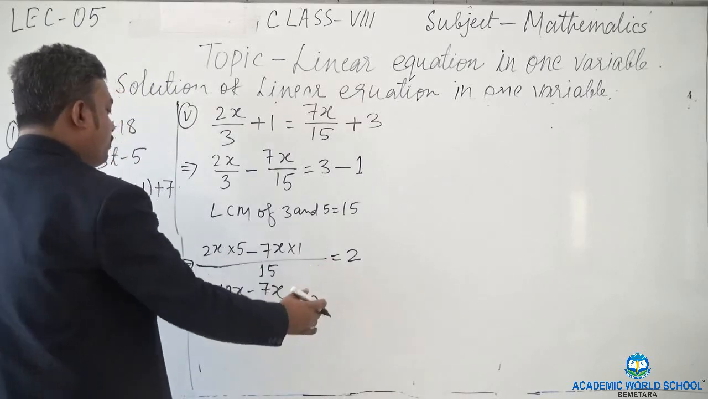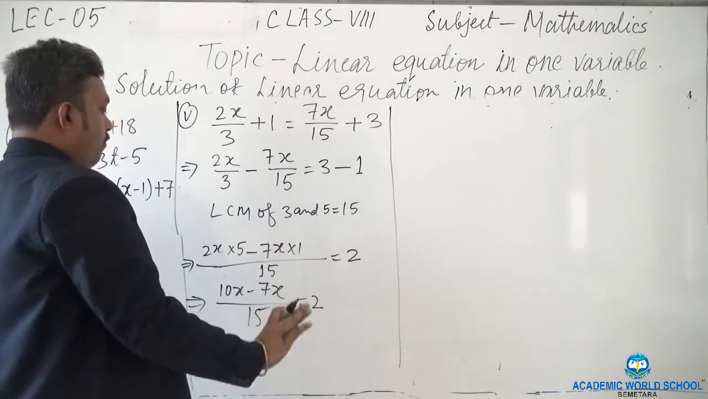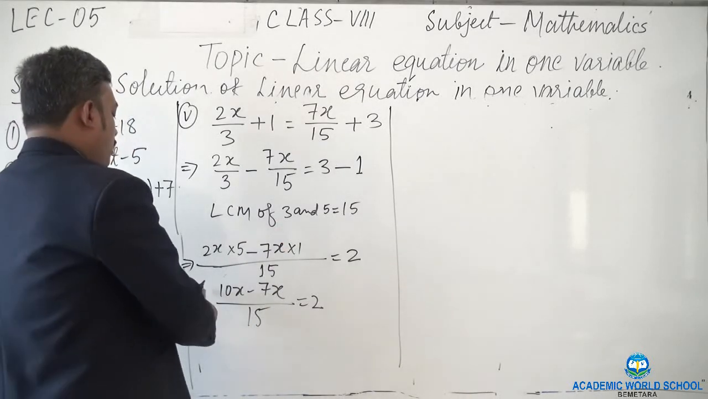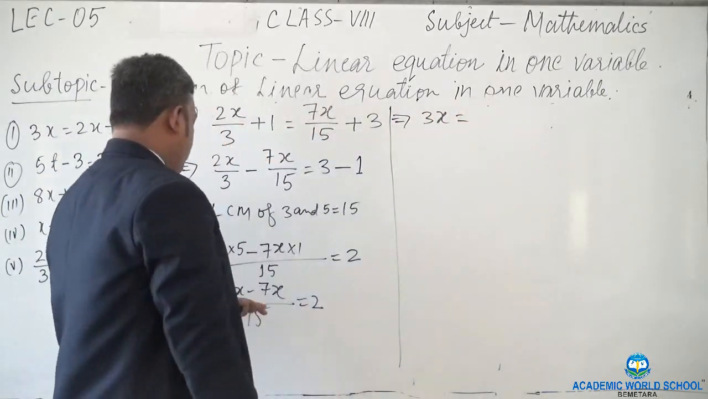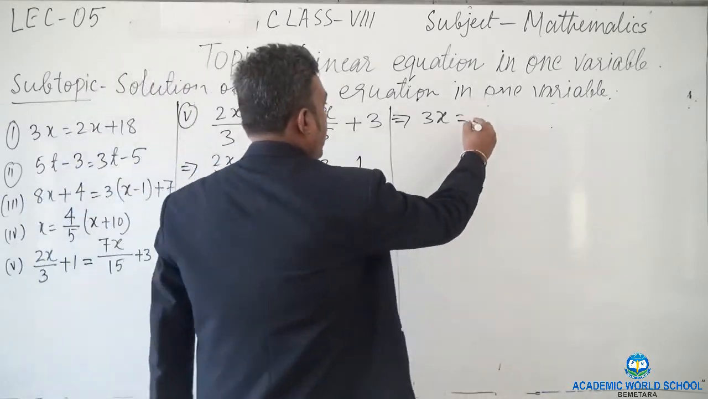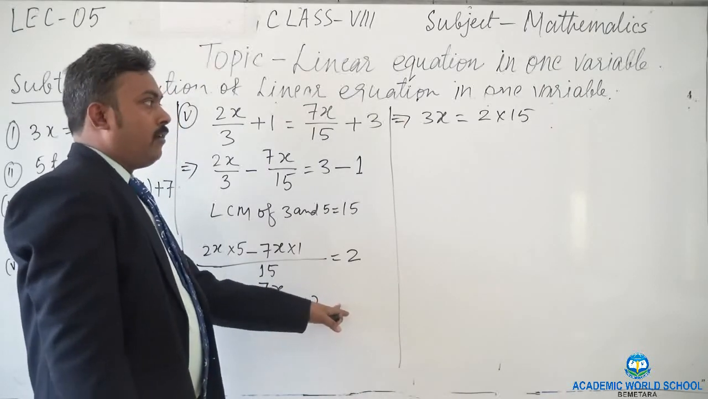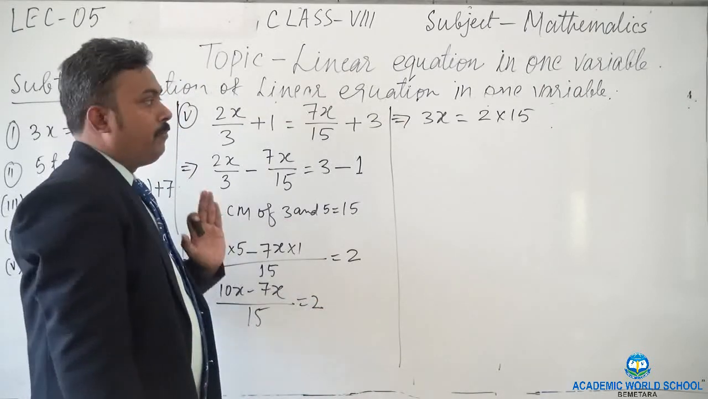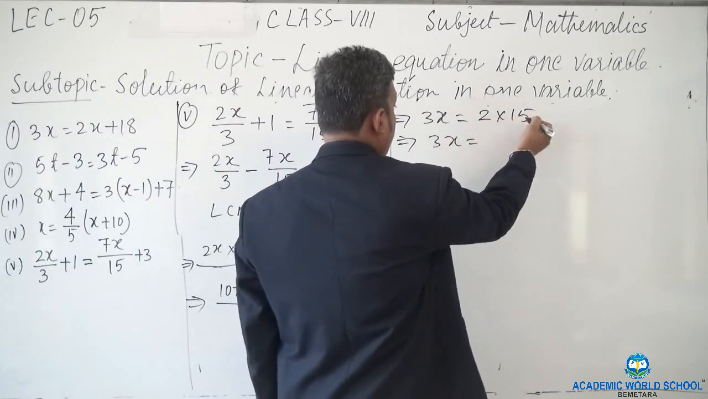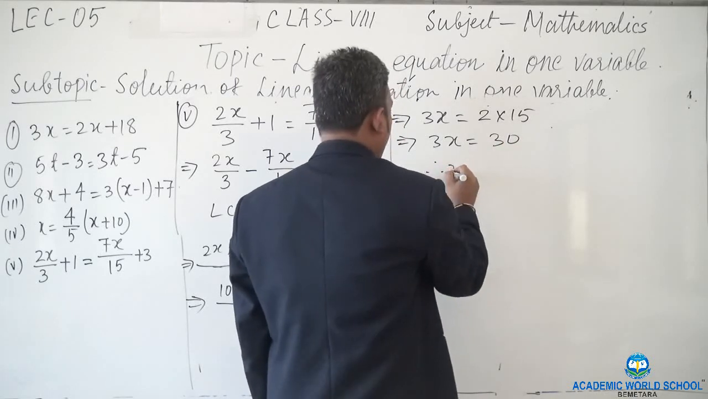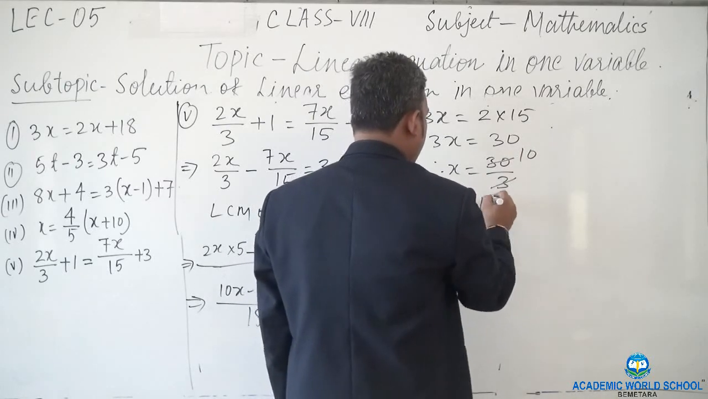Now this 15 will move to the right side. Division on this side goes to the right side and becomes multiplication. And 10x minus 7x will be 3x. And the 15 will multiply with 2. The 15 is moving to the right side, and on this side it is division, so on the right side it becomes multiplication. So 3x equals 2 into 15, which will be 30. Therefore x will be 30 by 3. So x equal to 10.